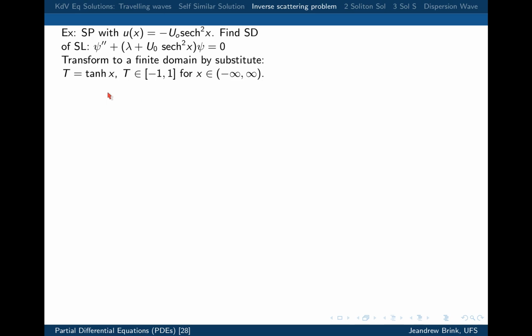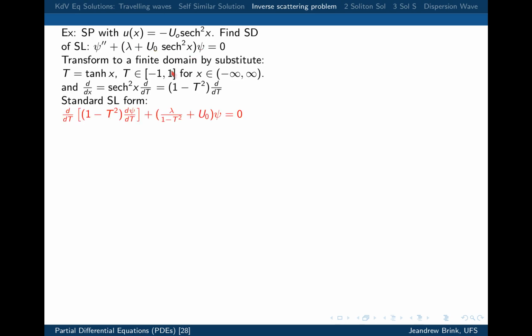So we've transformed the domain, and now we're simply going to transform the equations. So d/dx is simply sech squared of x d/dt, which equals 1 minus t squared d/dt. If you then replace d/dx, you simply have 1 minus t squared d/dt, big bracket, 1 minus t squared d/dt of psi, equals lambda times u0 times 1 minus t squared times psi. I've divided by the 1 minus t squared to get it in the formal Sturm-Liouville form, and it cancelled the 1 minus t squared over there, and you're left with this. So that's our Sturm-Liouville form. We now have exactly what we've been working with in the past.